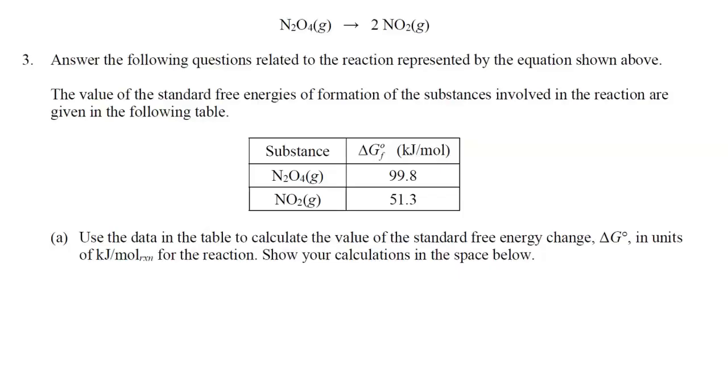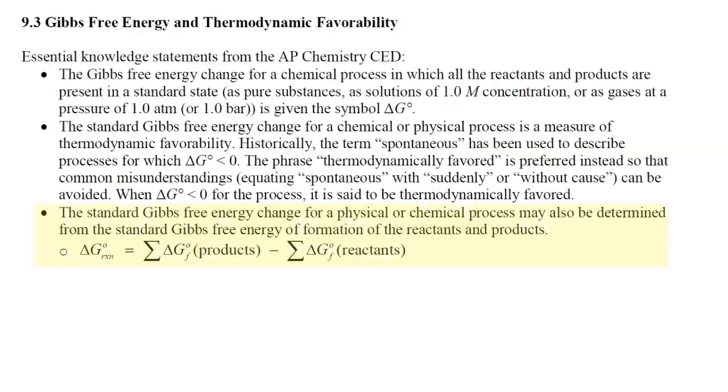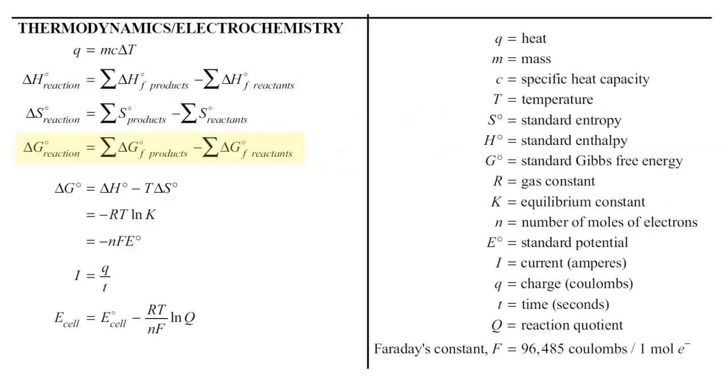So this falls under topic 9.3, but instead of using the Gibbs free energy equation that looks like delta G equals delta H minus T delta S, we're going to use a different equation. We're going to use the one involving products minus reactants involving the standard Gibbs free energy of formation. And as you can see here, this is one of the equations that is included on the AP Chemistry equations and constant sheet.